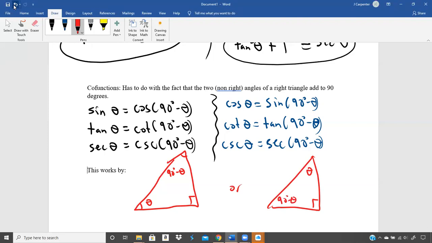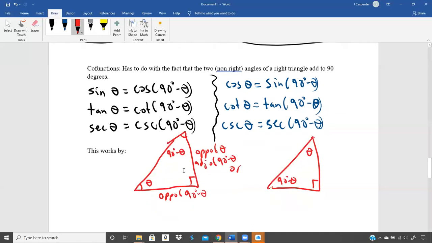I might understand so far, but then why does this work? Well, sine is opposite over hypotenuse, cosine is adjacent over hypotenuse. When you change the angle, opposites and adjacents change. So the opposite of theta is the adjacent of 90 degrees minus theta. So the sine of one is the cosine of the other. You just changed the concept of opposites and adjacents. The opposite of 90 minus theta would be the adjacent of theta.